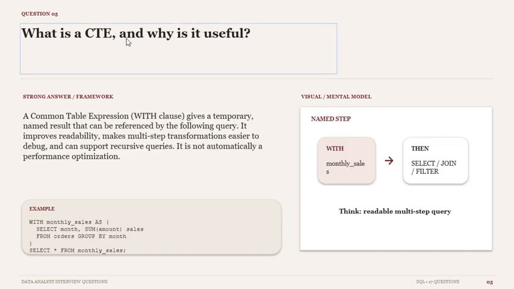The next question is, what is a CTE and why is it useful? A CTE is nothing but a temporary table that we can work with. It improves readability, makes multi-step transformations easier, and can support recursive queries. Here I'm making an extra table called monthly sales and performing a query in it, and then I can say select star from monthly sales. So I get a short table named monthly sales, and on that I can apply select, join, and filter however I want. This is more like a multi-step query.